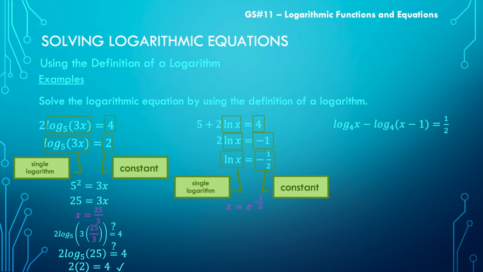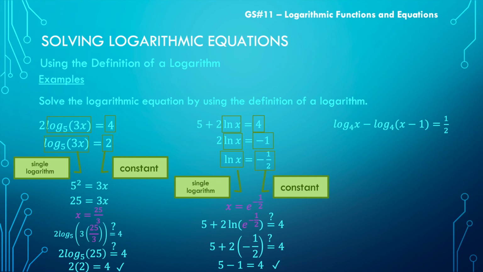I want to make sure that my solution satisfies my original equation by subbing it in. If I substitute this e to the negative 1/2 in for my variable, this ln and this e will cancel each other out. So I would have 5 plus 2 times negative 1/2. Is that equal to 4? Well, since 5 plus 2 times negative 1/2 is 5 minus 1, that is equal to 4. And so we have a good solution.